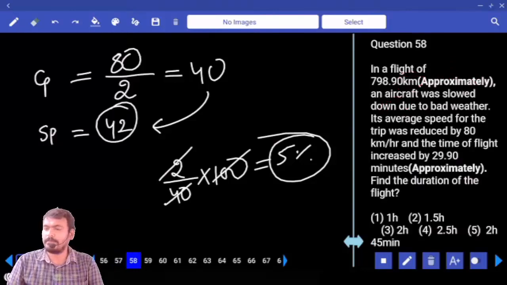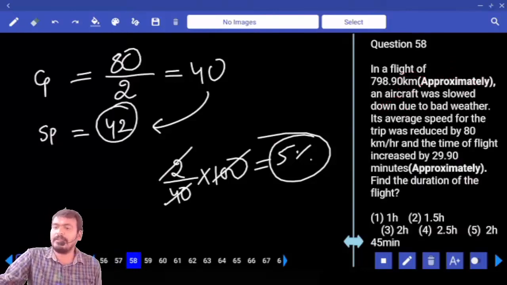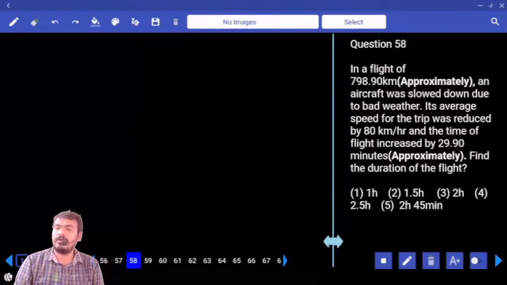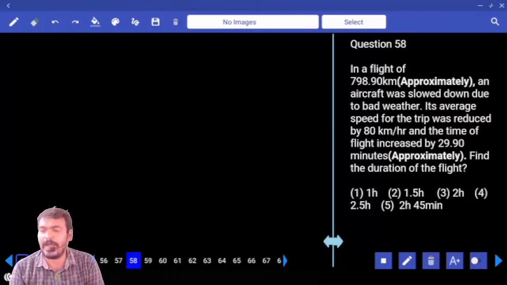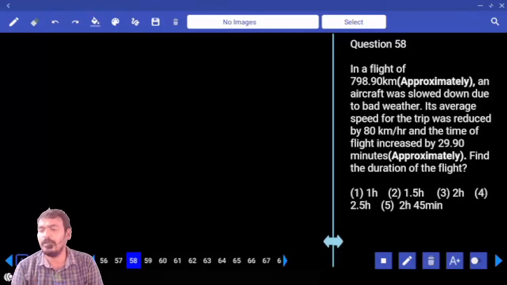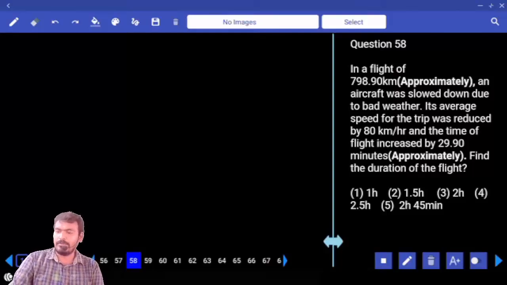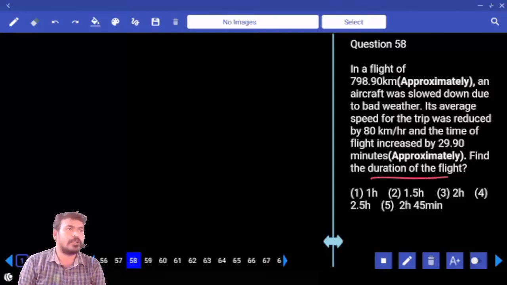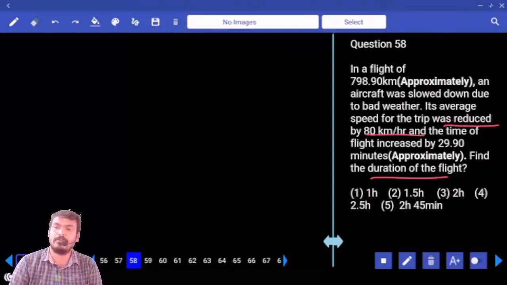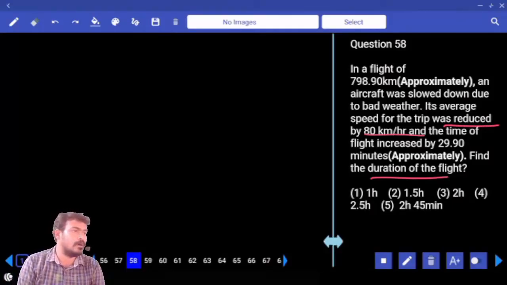Next, question number 58. In a flight of 798.90 kilometers approximately, an aircraft was slowed down due to bad weather. Its average speed for the trip was reduced by 80 km per hour and the time of flight is increased by 29.90 minutes approximately. Find the duration of the flight. Duration is nothing but time, or not? Which time do we need, original time or new time? Original time, or not? Original time is before the speed was reduced, or after? Before the speed was reduced, or not?